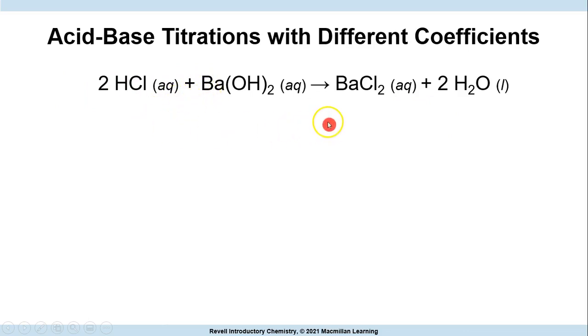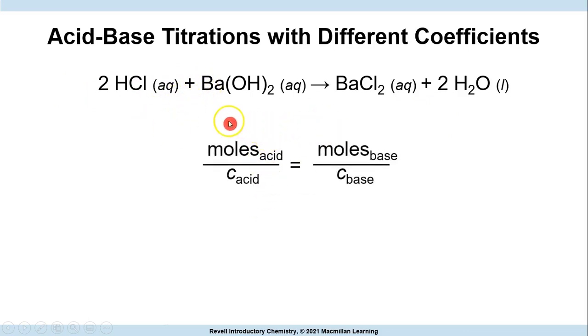Now, how do we state that? Alright, so we are going to divide the moles of the acid by the coefficient and the moles of the base by the coefficient. So the moles of acid by the coefficient is equal to the moles of the base by the coefficient. So CA here is the coefficient of the acid, which is 2. CB here is the coefficient of the base, which is 1. So we are going to have molarity of acid times volume of acid over the coefficient, which is equal to molarity of base times volume of base over the coefficient.